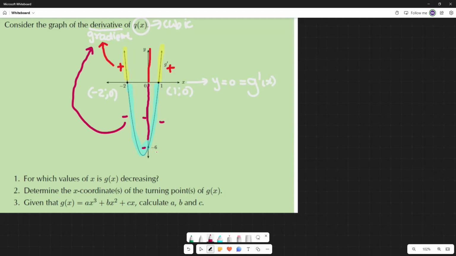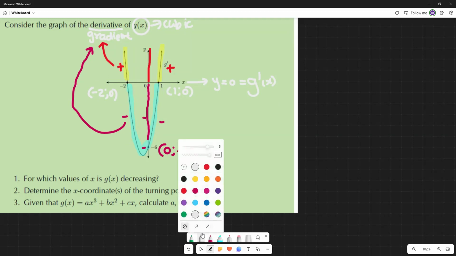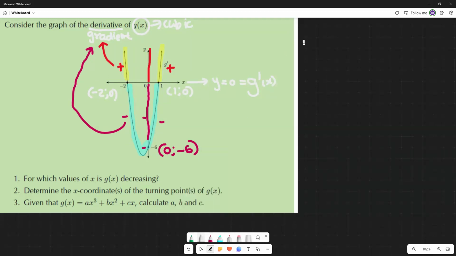But before I go, let's just make sure that this one is also accounted for. We know that this is the y-intercept. Therefore, we make x 0. Then we have that. All right. Now we can answer the question. The first question says what? Number 1. For which values of x is g decreasing?